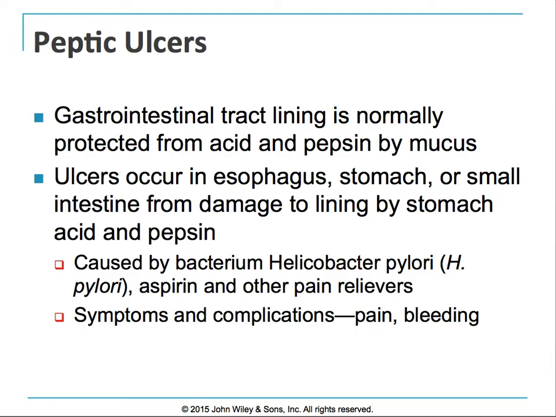Peptic ulcers. When we talked about the stomach, we talked about how it's normally protected from acid and pepsin by mucus. Ulcers occur in the stomach, esophagus, or small intestine from damage to the lining by stomach acid and pepsin. It can also be caused by a microorganism, a bacterium called Helicobacter pylori, aspirin, and other pain relievers. And symptoms and complications of peptic ulcers include pain and bleeding.